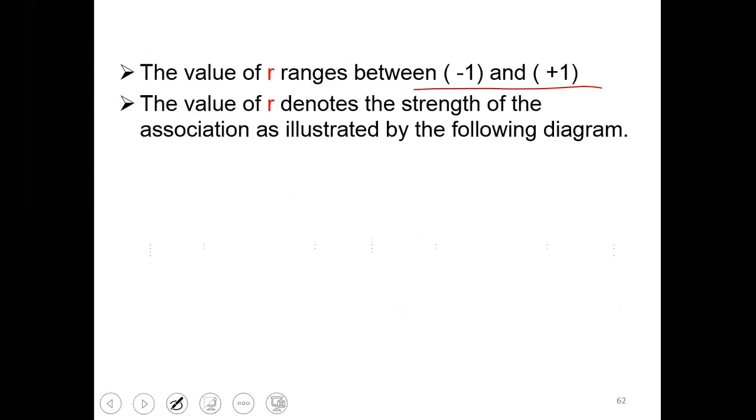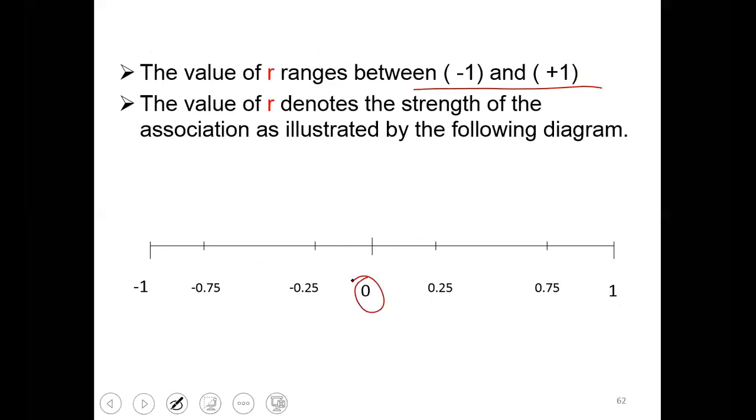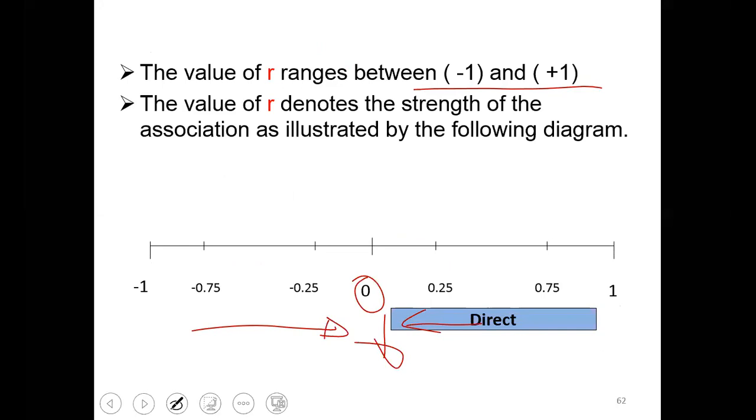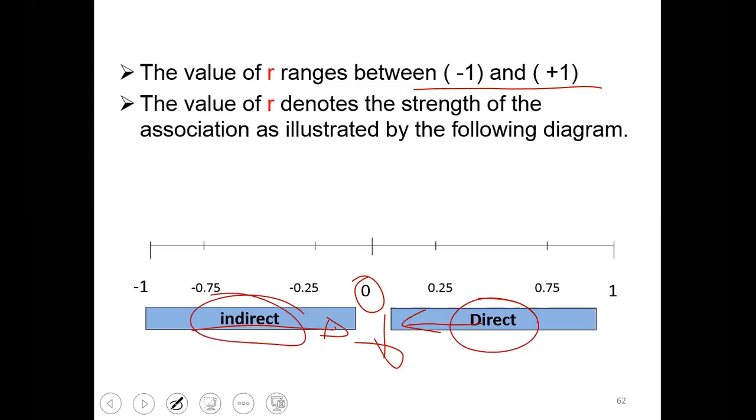So this R can be illustrated by a graph. Look at this value 0. If any value comes closer to 0, the strength goes down, right? If any value goes to the sides, the strength increases. So we can say direct and indirect relationship. This is direct because it is positive. This is an indirect relationship.